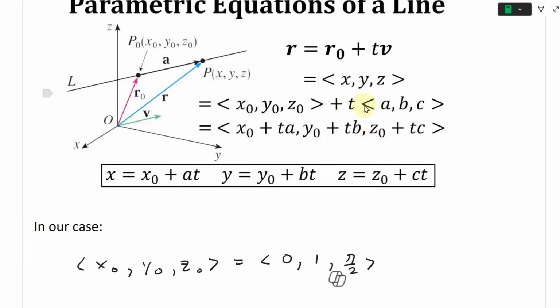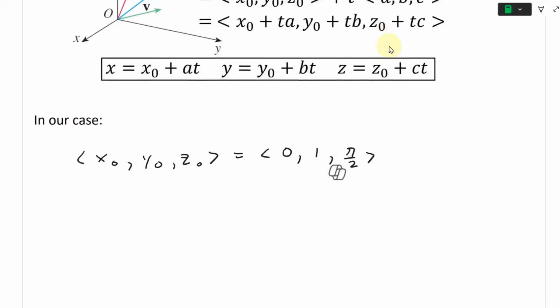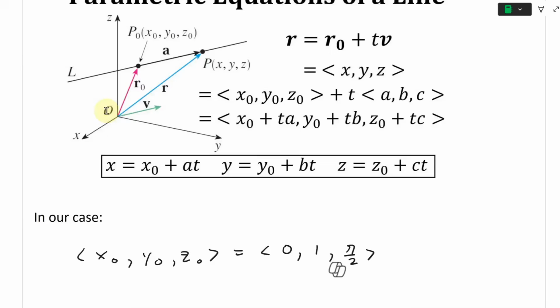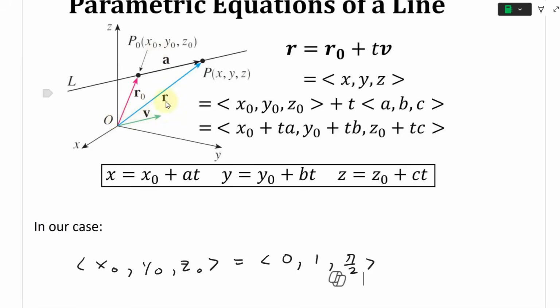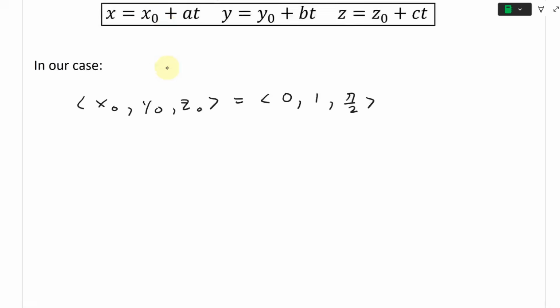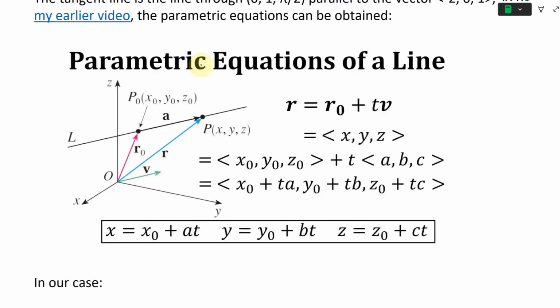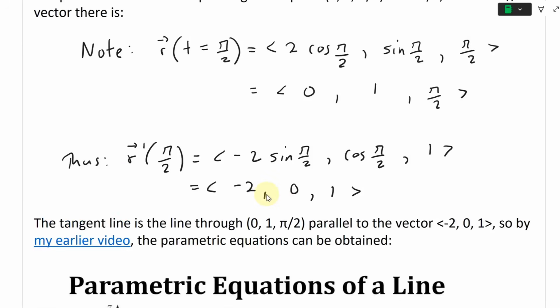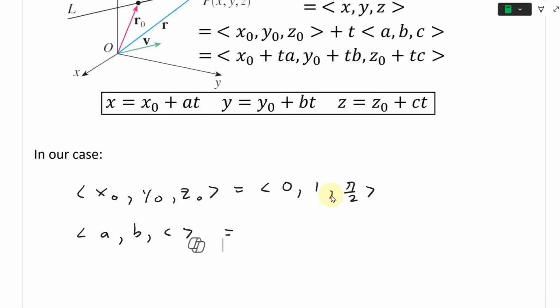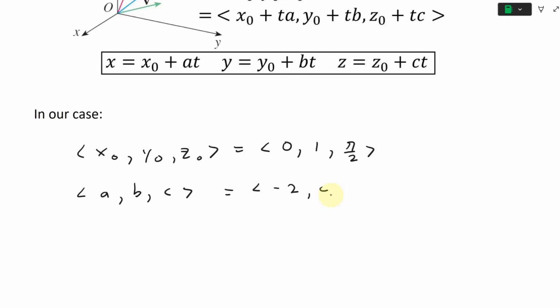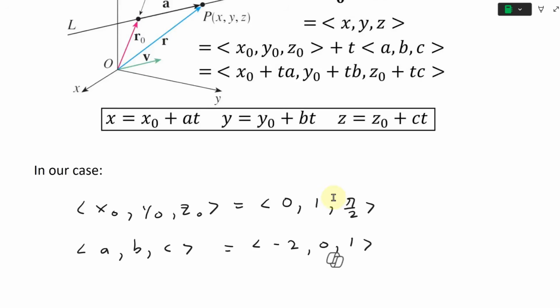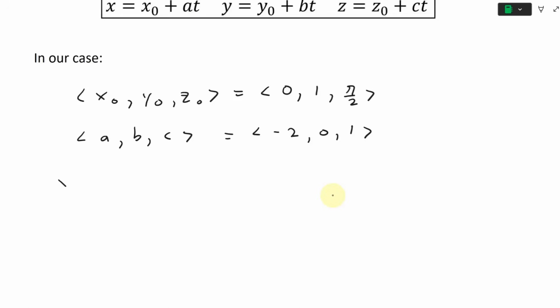And then the next one is, well, we have a parameter t, and then this point a, b, c is just the parallel vector. So this is the v right here, basically parallel to this one here. And then you add those up and multiply by the parameter. So a, b, c equals the tangent vector. So the parallel vector is going to be the tangent vector. In this case, it's going to be negative 2, 0, 1.